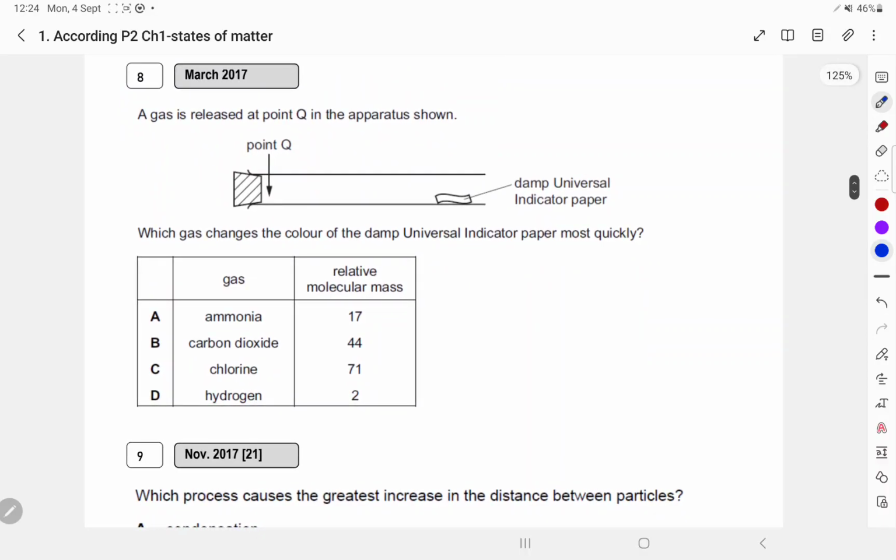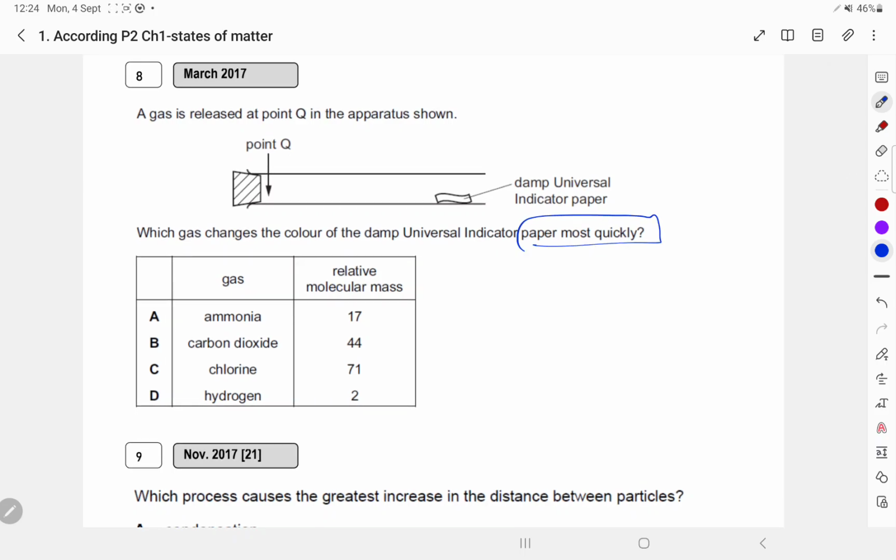A gas is released at point Q in the apparatus shown. Which gas changes the color of the damp universal indicator paper most quickly? Okay, the quickest one is the one which has the smallest relative molecular mass, the lightest one, which is the hydrogen. But take care, hydrogen will not change the color of the universal indicator paper because it is not acidic and it is not alkaline gas. So we have to choose the next one, which is ammonia.